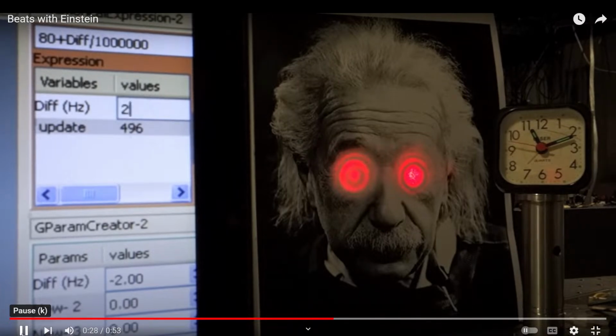So when the difference is small, you can see these optical beats. When the difference is 0, then it is just static. And when the difference is too high, then the change is too fast for our eyes to actually make out the change.